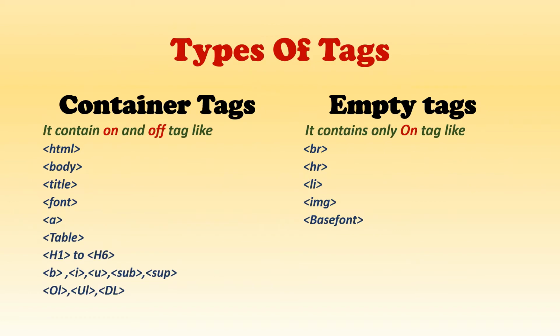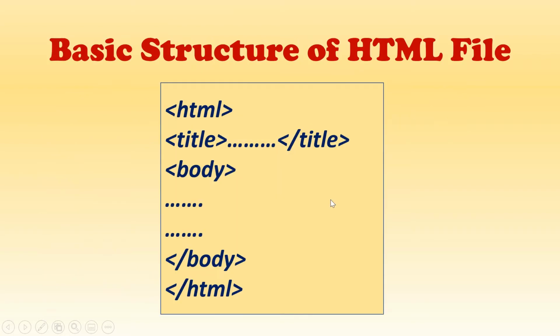It has two types of tags, container and empty. A container tag contains an on and an off tag, and HTML, BODY, TITLE are examples of container tags. An empty tag contains only the on tag, and these are the examples of empty tags. This is the basic structure of an HTML file.